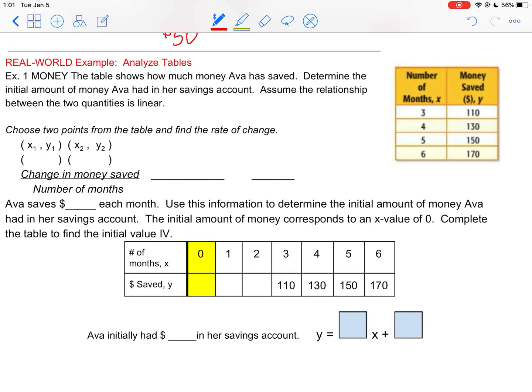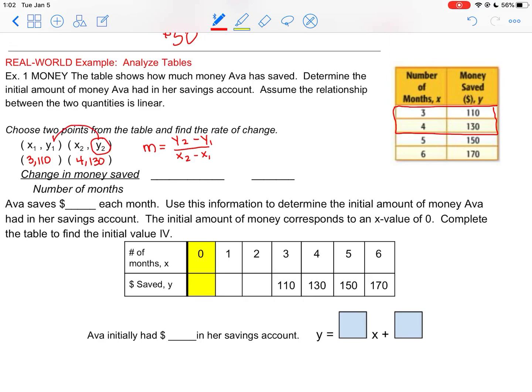Here we have the points in a table, and to find the rate of change, we really just need to look between 2 of those points. So let's say that we're going to use these first 2 points. The ordered pairs for these points are (3, 110) and (4, 130). We can find the slope from the table, or we can use our slope formula. In the previous unit, we talked about the slope formula, which was the second y minus the first y over the second x minus the first x.